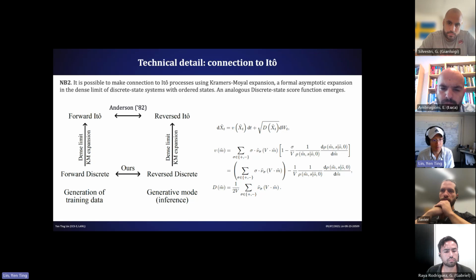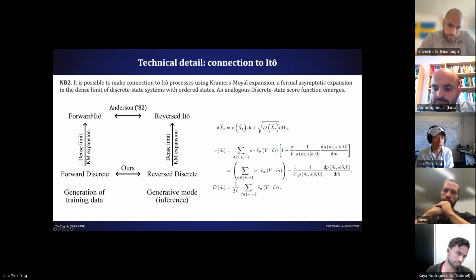And so what we show in the appendix, which we never used in performing any machine learning task, but it's just fun to do and to understand this, is that you can have a forward discrete process, and then you can take the dense limit of the Kramers-Moyal expansion. And then there's a forward Ito. Now you use Anderson 82, you go to the reverse Ito.